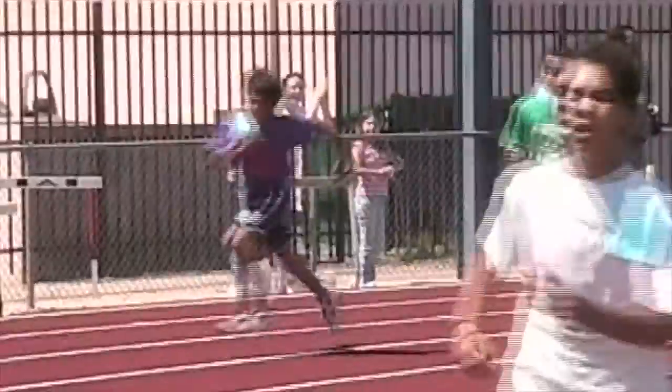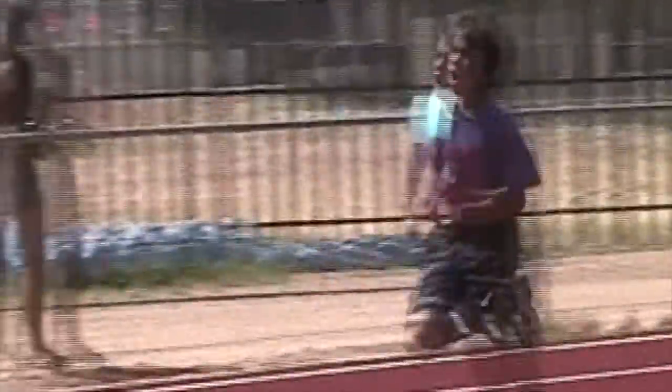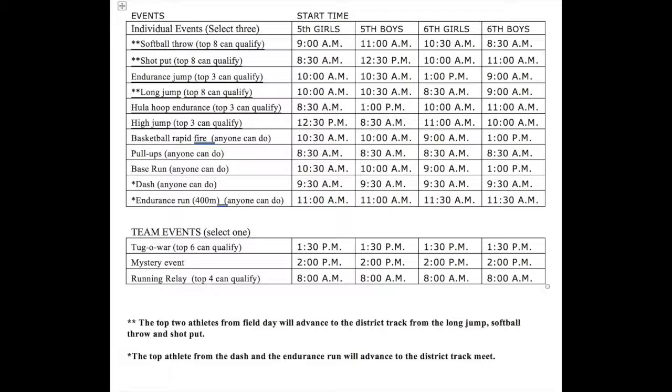It's a long distance run, medium distance run, that anyone can sign up to participate for in PE and do on field day. We'll spend the next several weeks learning about all of these events. Remember that the ones with the asterisk by them are events that our best athletes can do at the district track meet in late April or early May.